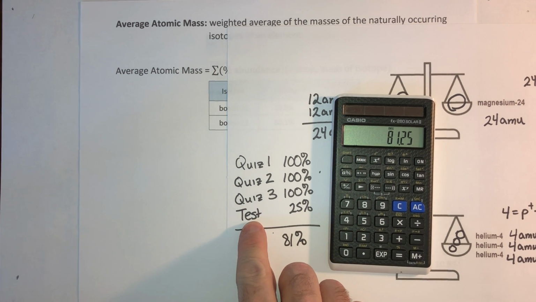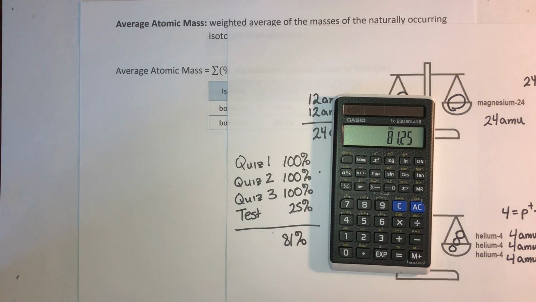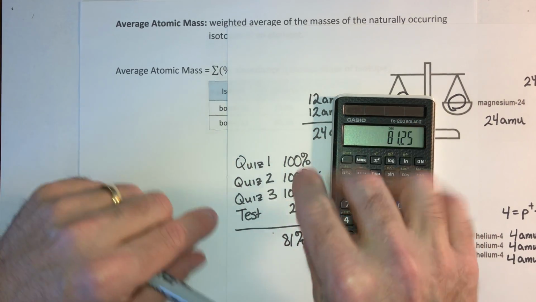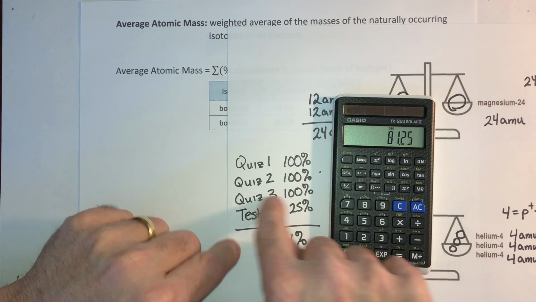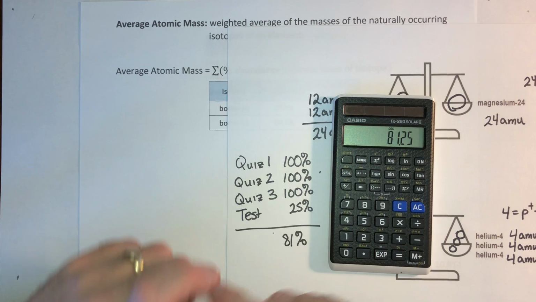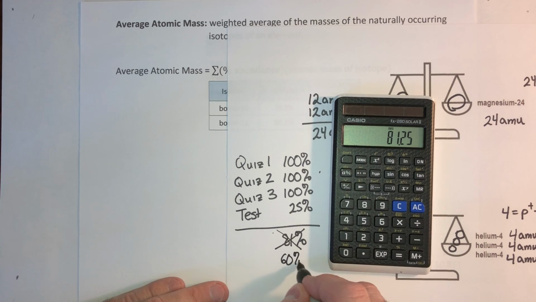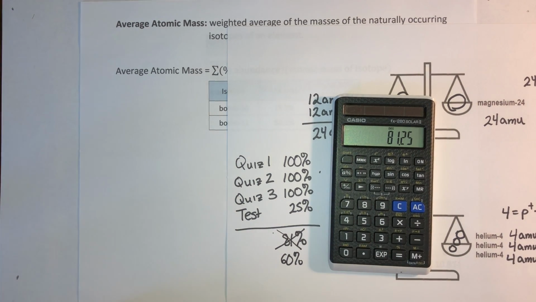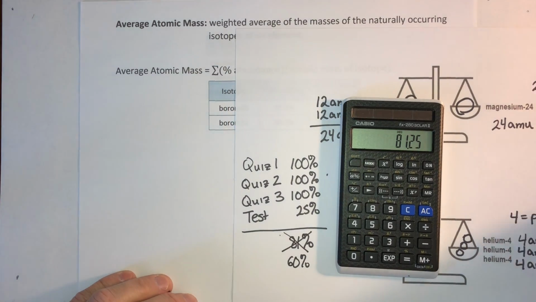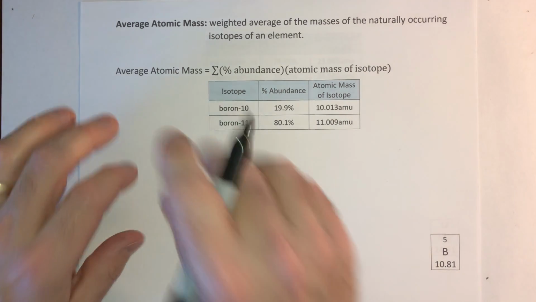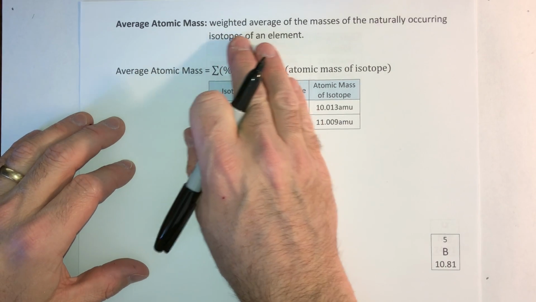Because the tests are worth more, this mark is going to be way lower than the average. It's going to be a weighted average because quizzes are weighted pretty lightly, right? They don't have as big an impact, but your test is weighted heavily. It's worth a much higher percentage. So your average probably won't be 81%, right? Your average will probably be closer to 60%, because your test is worth so much. We're going to have the same thing when we try to find the average weight or mass of an isotope or an atom. Okay, so average atomic mass is a weighted average of the masses of the isotopes.